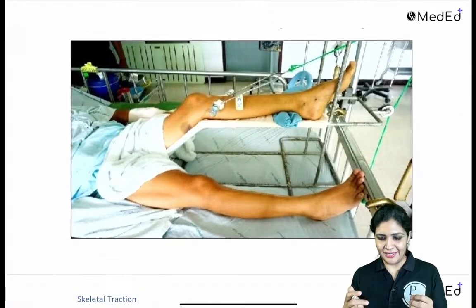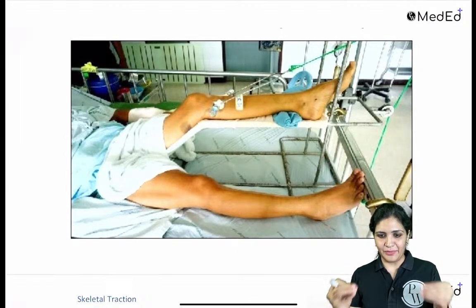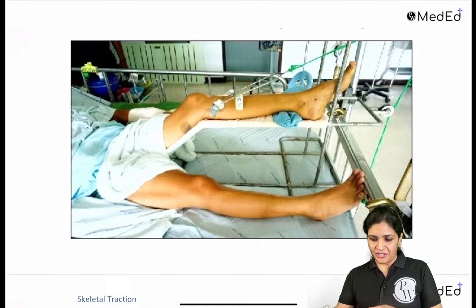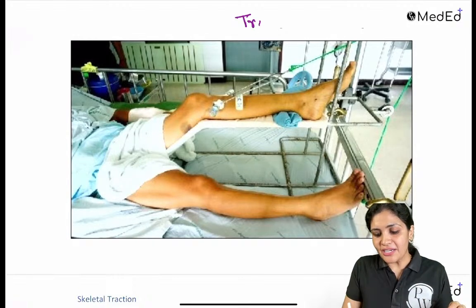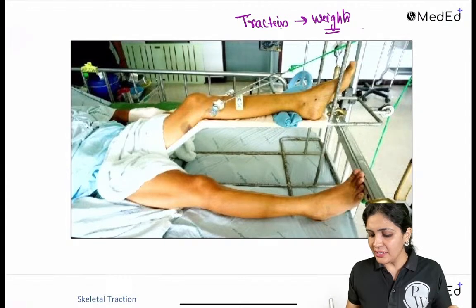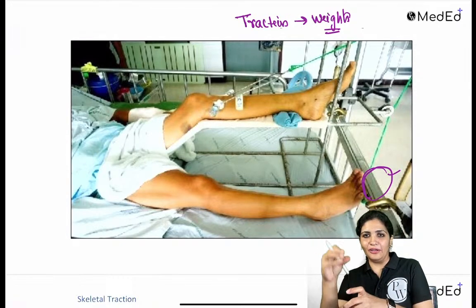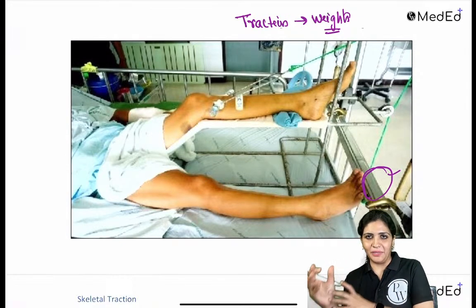So what actually is this? What do I mean by skeletal? That is, I'm taking the support of the skeletal system, that is the bone, and now I'm putting the traction. What do you mean by traction? Traction is nothing but I'm going to add weights to it, right? So these are the weights which are not seen on the image, but at the end of that rope, there are some weights which have been added.